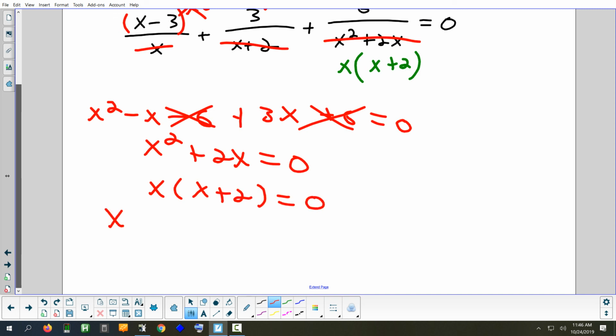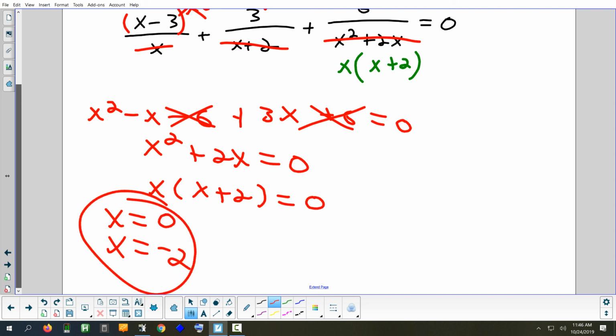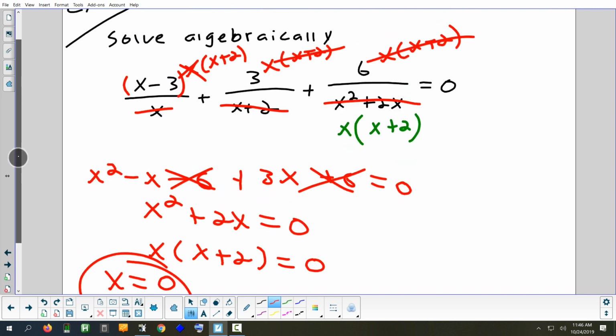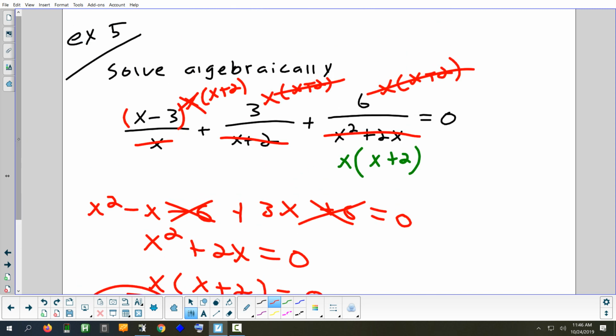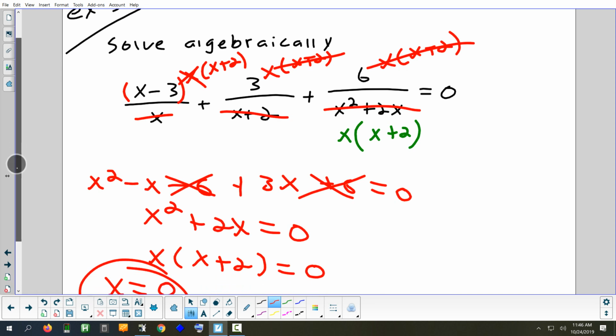What are the 2 values here that would make that equal to 0? Now, what do we have to do with them? Plug them back in. Can you plug 0 into the original? No. Can you plug negative 2? No. No, this problem has no solution.